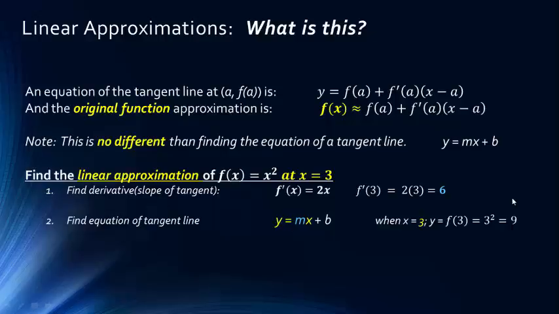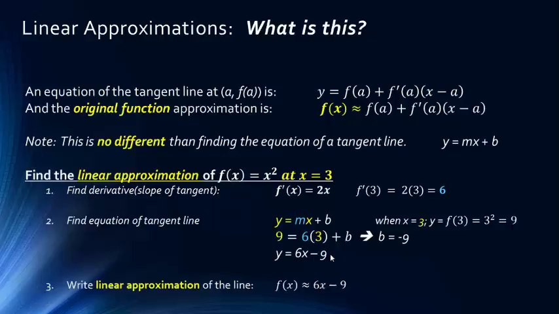So I get y, which is 9, equals the slope, which we said was 6, times the x value, which was given in the problem as 3, plus b. Y equals 9 when x equals 3, which we calculated here, and we figured out the slope was 6 up here. From this we can calculate b, which is negative 9, which gives us our equation of the tangent line, y equals 6x minus 9.